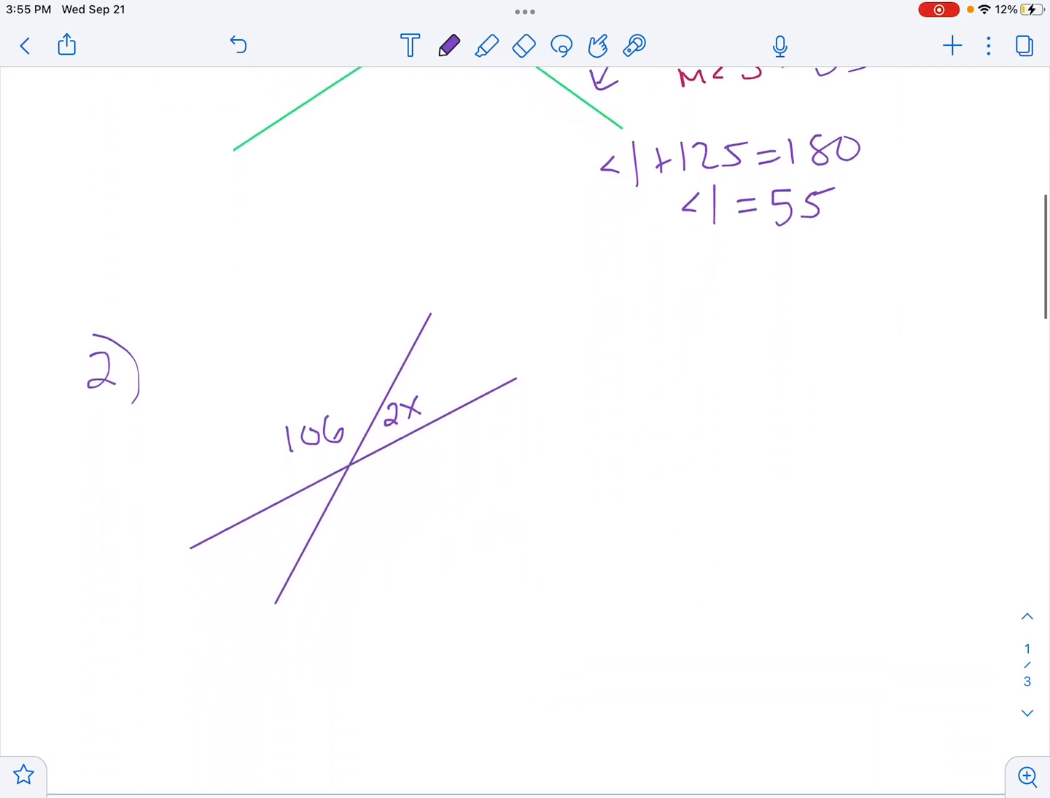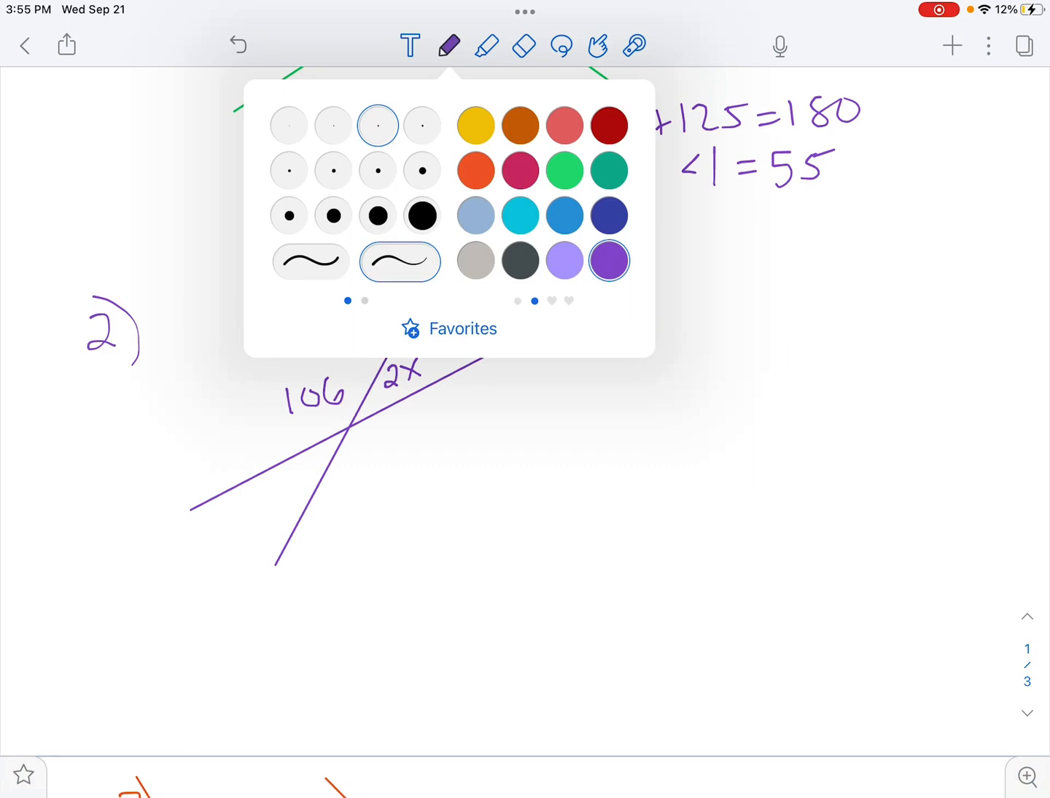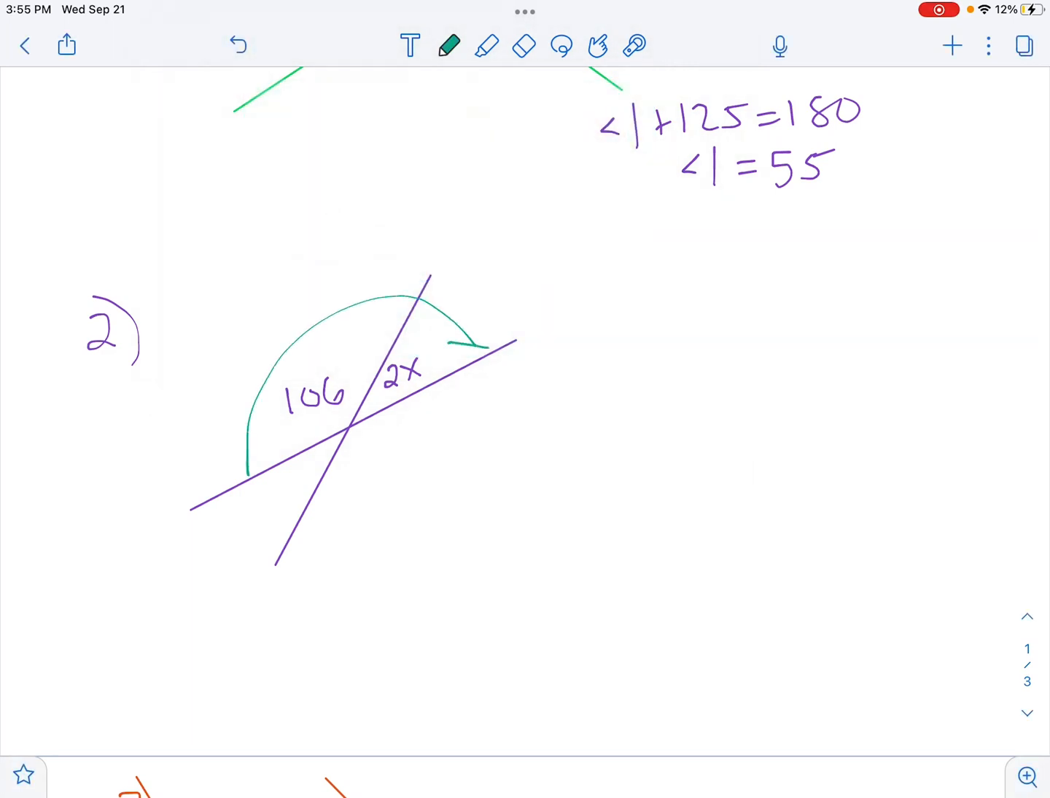Now you can also sometimes be solving with x's involved. So on this one, what I have to figure out is, is it a linear pair or are they vertical? Well, these look like they're on a straight line. Anytime that I can draw my half circle, I have a linear pair or supplementary angles. What does that mean? That means they add to be 180 degrees.